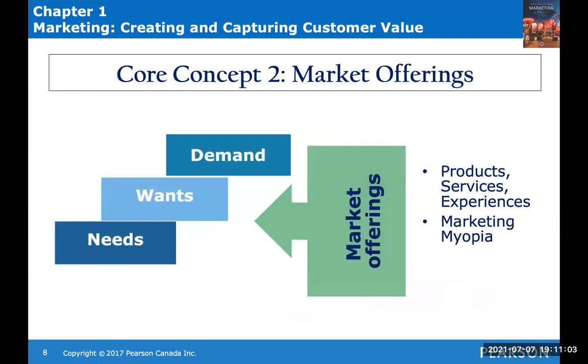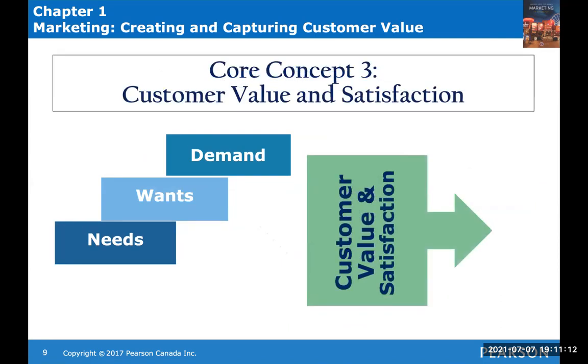And we spoke about market offerings. We have products, services, experiences, and marketing myopia. This is just talking about customer value and satisfaction, and we spoke a lot about customer value in terms of creating added value for the customer, in terms of the different things that we can do to create additional value, but also customer value in the sense of the dollar value of your customer over a lifetime or over a period of time.